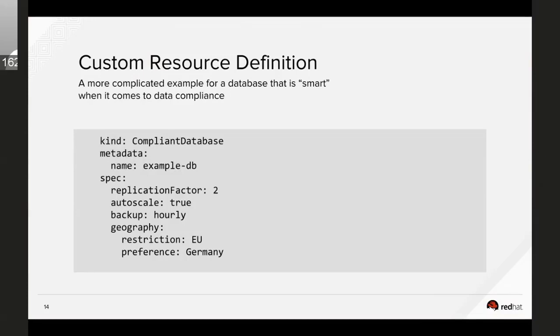Yes, we want to auto-scale it, so as more data gets ingested, we might need to run more replicas, and so the operator knows how to instantiate those. Yes, we want to back it up hourly. And then the magic part here is this geography. Now, once again, this entire spec parameter can be customized, and so here we've got 2 different subkeys for geography. We have a restriction, and this is where we say that everything running in this database needs to be stored in the European Union. And then we have a preference, though, for Germany.